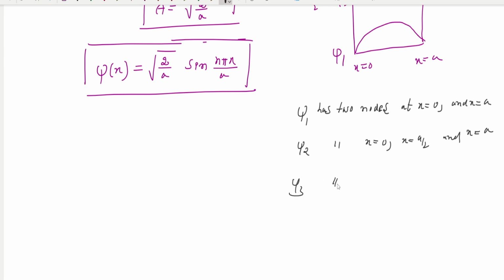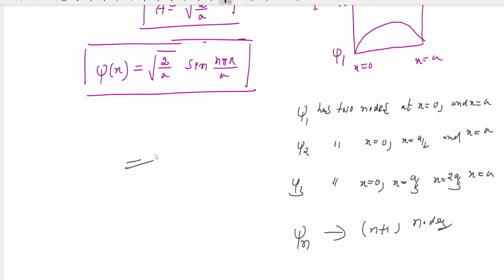Psi 3 has 4 nodes: x equal to 0, x is equal to a/3, x equal to 2a/3, and x equal to a. So how many nodes are possible in the wave function? If you observe clearly here, you can get the answer: n plus 1 nodes. So this is all about the Schrodinger one-dimensional infinite potential box.